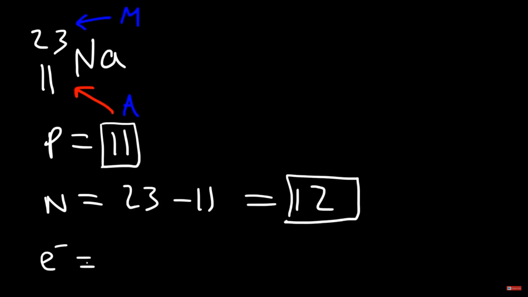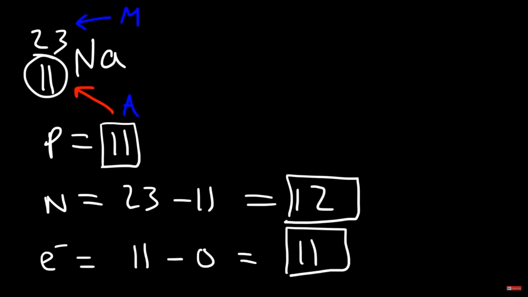Now for the number of electrons, it's equal to the atomic number, which is 11, minus the charge. Now, there's no charge for this particular element. It's an atom, not an ion, so the charge is 0. So we have 11 electrons. So as we can see, for electrically neutral atoms, the number of protons and electrons are the same.